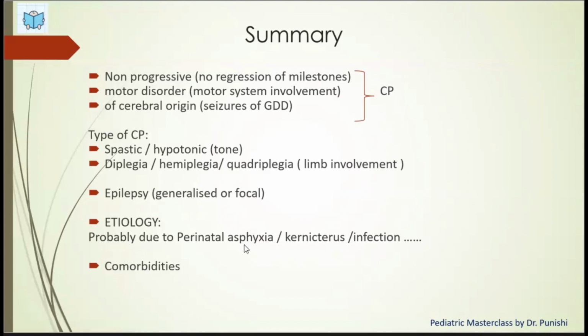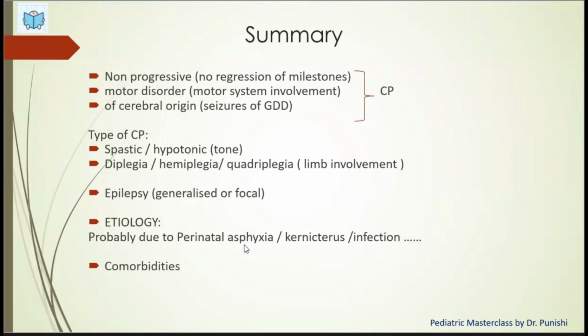Non-progressive is because the child is not having any regression of milestones. We just saw that. If the child has a regression, it points against CP. So delayed development, yes, but no regression. So it's a non-progressive motor disorder. Why motor? Because the motor system is getting involved. So the child has increased tone, spasticity. That basically points towards motor system involvement.